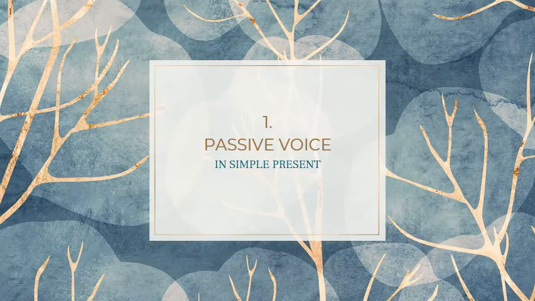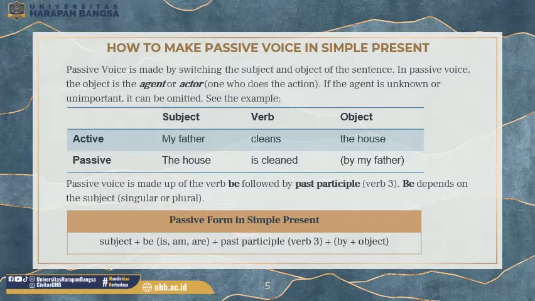Now let's talk about passive voice in simple present. How to make passive voice in simple present? Passive voice is made by switching the subject and object of the sentence. In passive voice, the object is the agent or actor, the one who does the action. If the agent is unknown or unimportant, it can be omitted.